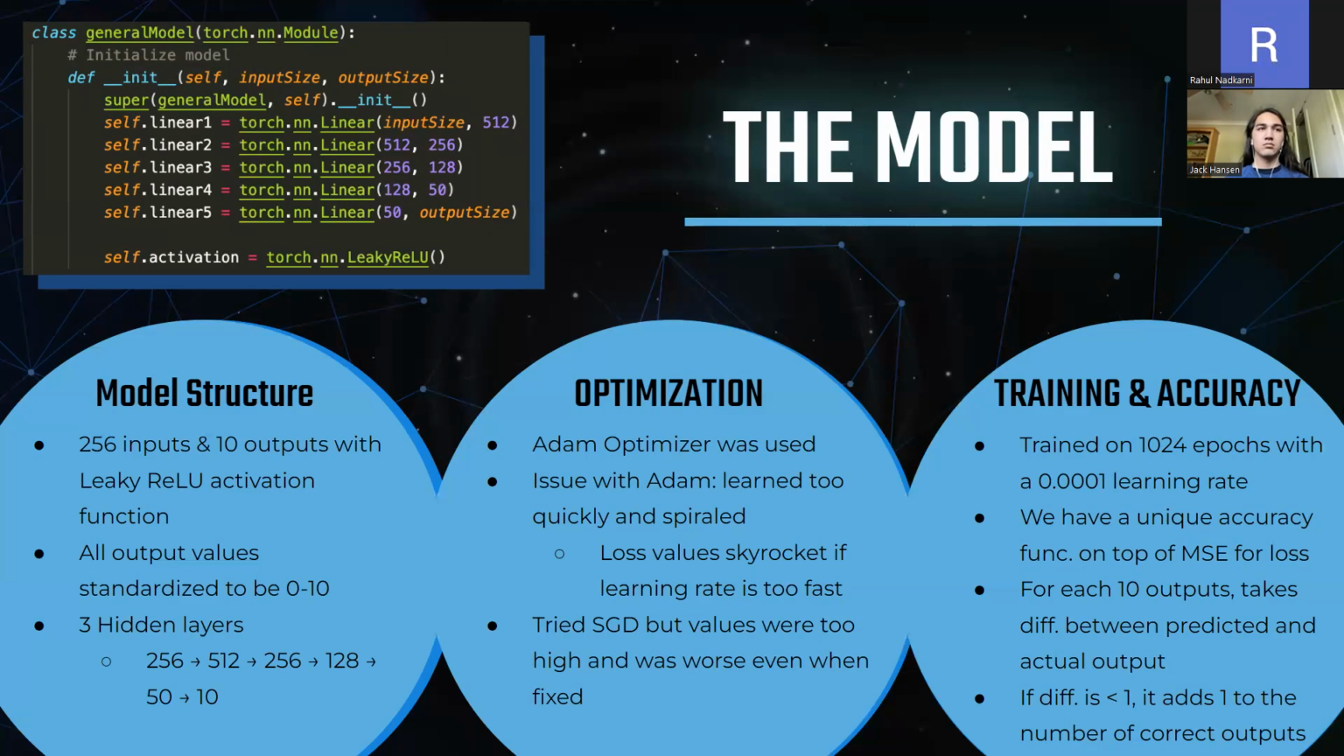That's pretty standard. For optimization, we used the Adam optimizer, but we had an issue. When we were using the Adam optimizer, the loss kept skyrocketing, just continuously.